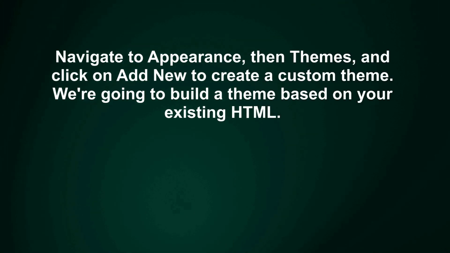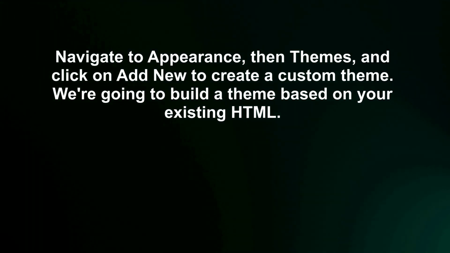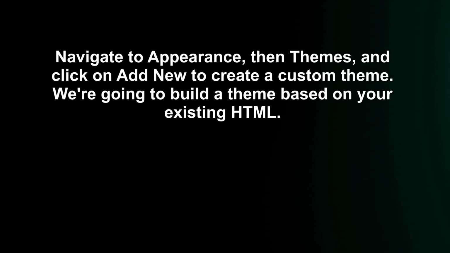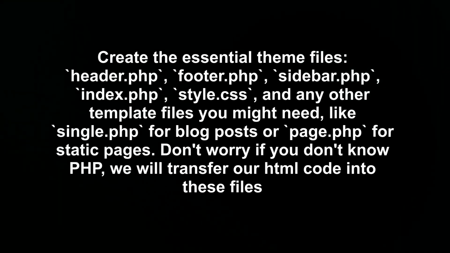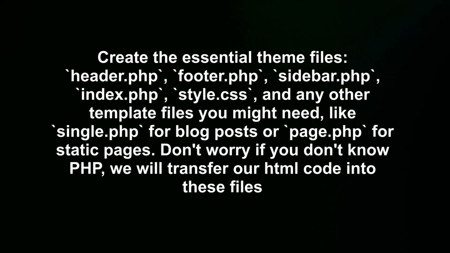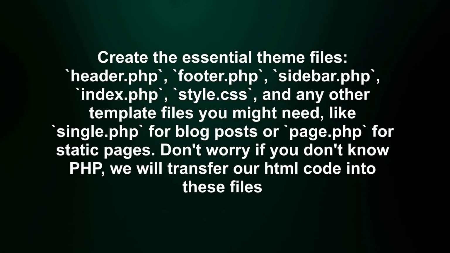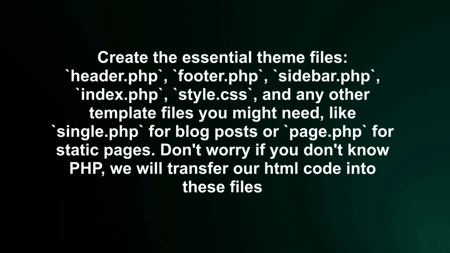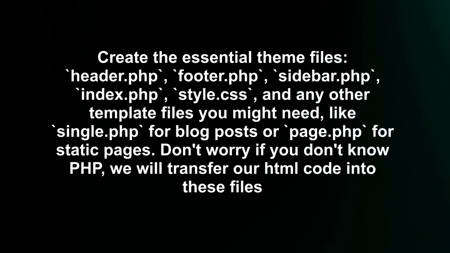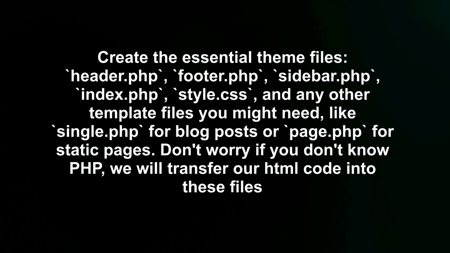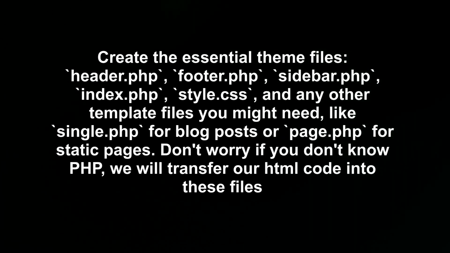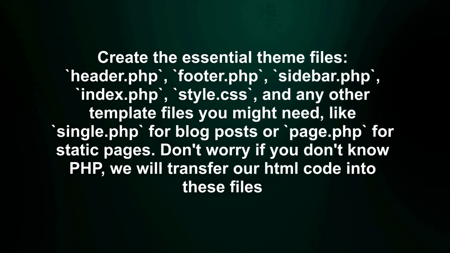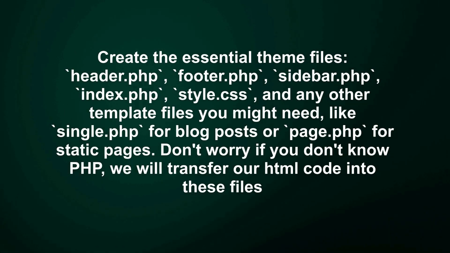Navigate to Appearance, then Themes, and click on Add New to create a custom theme. We're going to build a theme based on your existing HTML. Create the essential theme files: Header.php, Footer.php, Sidebar.php, Index.php, Style.css, and any other template files you might need, like Single.php for blog posts or Page.php for static pages. Don't worry if you don't know PHP, we will transfer our HTML code into these files.